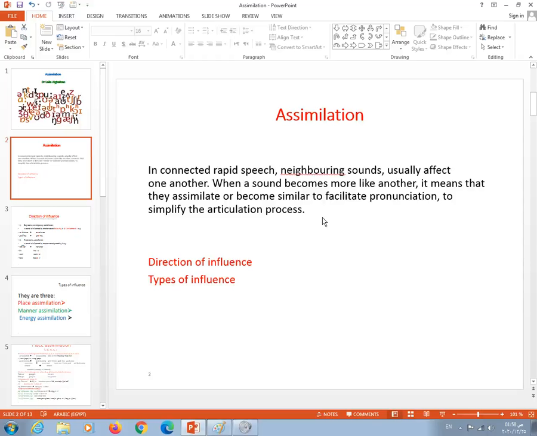Okay, today we're going to talk about assimilation in terms of two important things. One is direction of influence, okay, which consonant affects which one, and what's the direction? Is it from left to right or from right to left? And the second topic is the types of influence, and what are the different kinds of assimilation according to this type of influence.